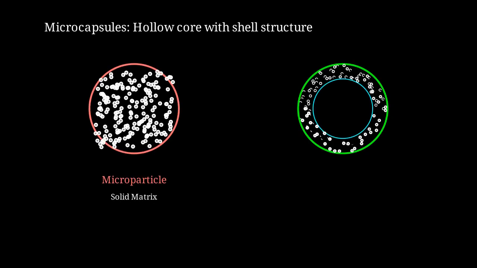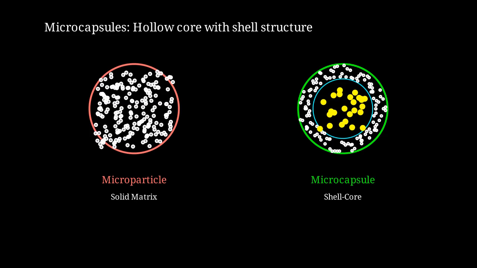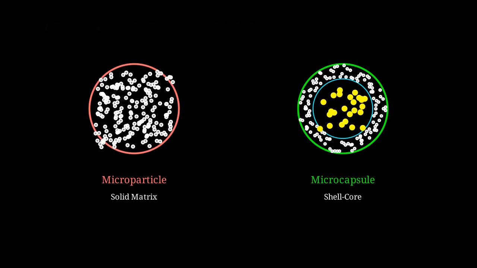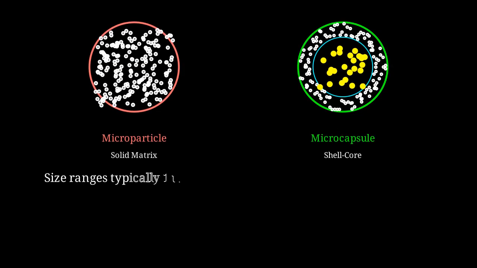Here we can clearly see the difference. The microparticle on the left shows a uniform distribution of polymer chains throughout. The microcapsule on the right has a distinct shell structure in white with a hollow core containing encapsulated cargo shown in yellow. Both microparticles and microcapsules typically range in size from 1 to 1,000 micrometers in diameter. This size scale makes them ideal for many biological and pharmaceutical applications.